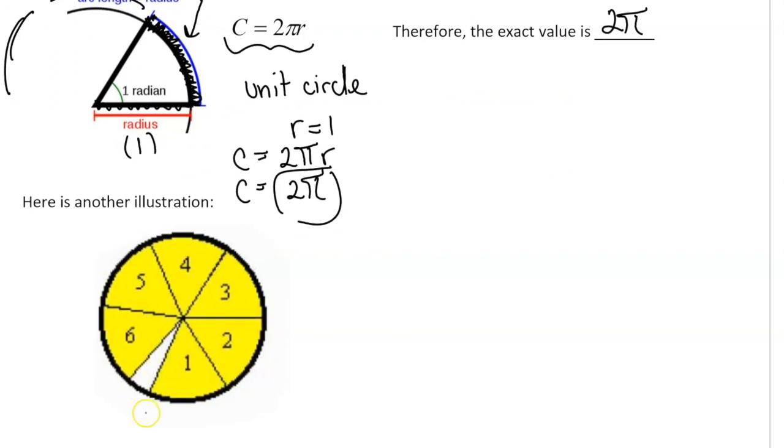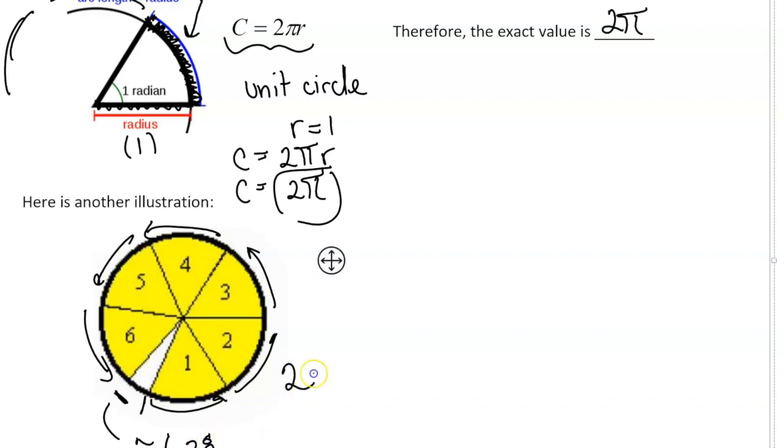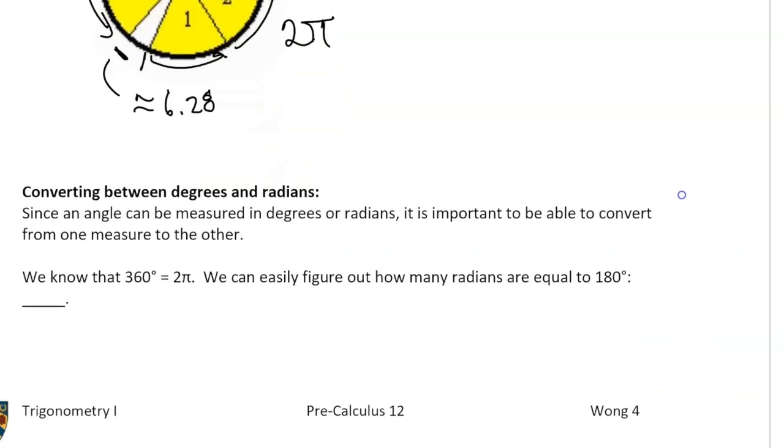Here's an illustration that shows this a little bit better. Here we have 1 radian, 2, 3, 4, 5, 6, and then there's a little bit more. So if you were to approximate, you could say that's like 6.28, which is 2 pi. So what we're saying is 360 degrees is going to be equal to 2 pi radians.